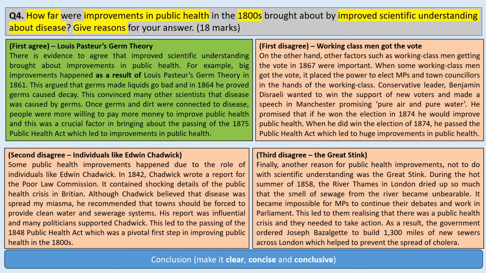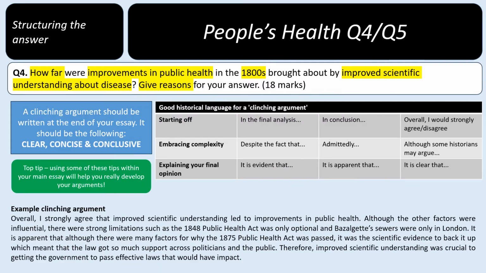Okay, we're then going to look at an example of a conclusion now. So a clinching argument should be written at the end of your essay, and it should be clear, concise, and conclusive. So some good historical language for a clinching argument is there: how to start off, how to embrace complexity, and how to explain your final opinion. So let's have a look at an example answer for a clinching argument, a conclusion.